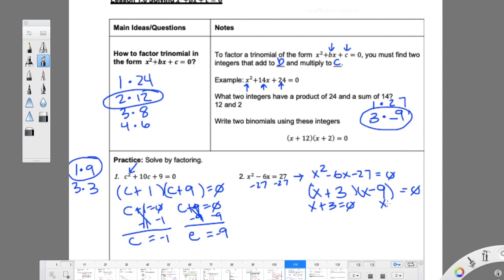All right, so now I have x plus 3 equals 0, x minus 9 equals 0. I go negative 3, or minus 3. These guys cancel, and I have x equals negative 3. I'm going to add 9 on both sides on this one. So I have x equals 9.